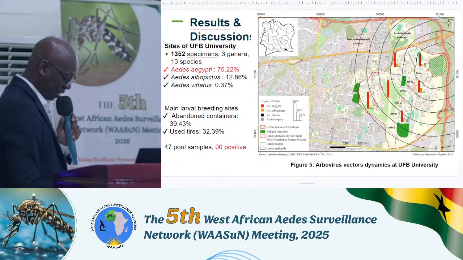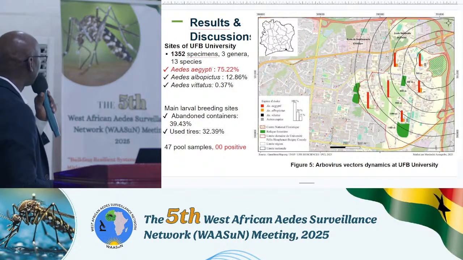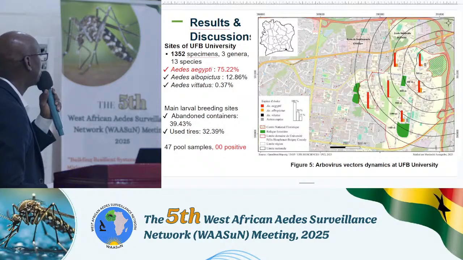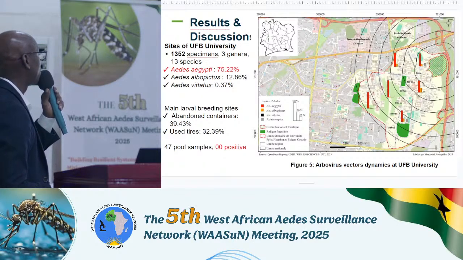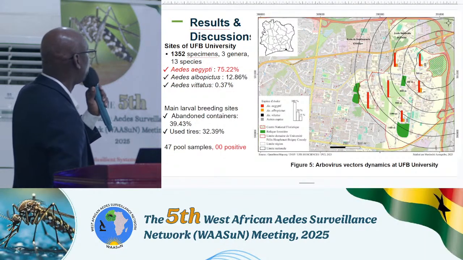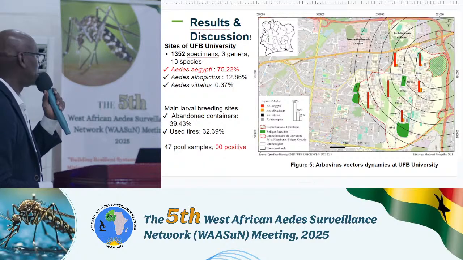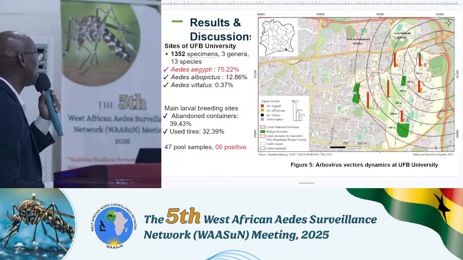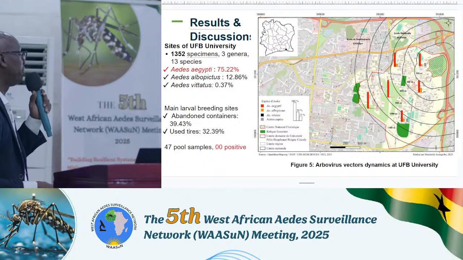In this area, in a few months, we collected more than 1,000 specimens, 3 genera and 3 species of mosquito. In the place, we have Aedes aegypti, the most collected species. We have albopictus, the second, and Aedes vittatus, the third. The main containers in the place are abandoned containers in the domain of the university, and tires.